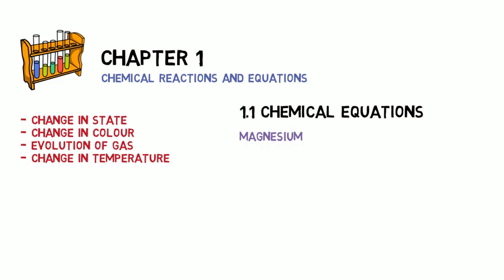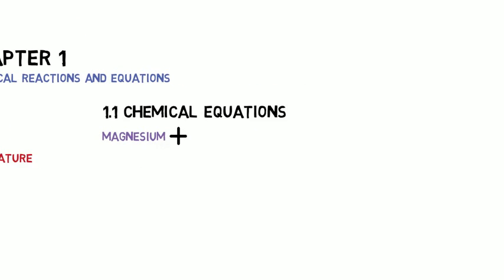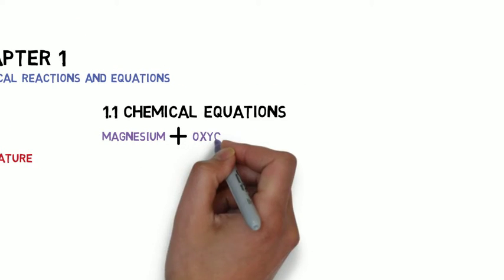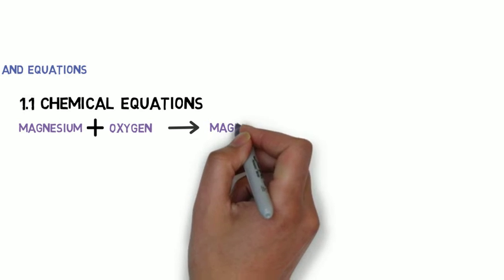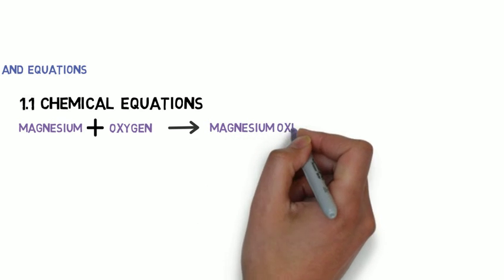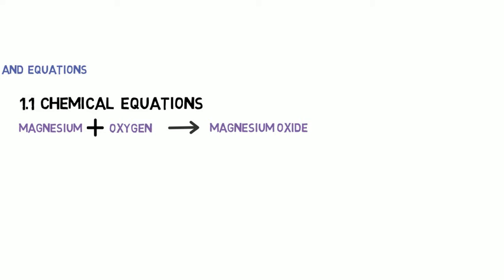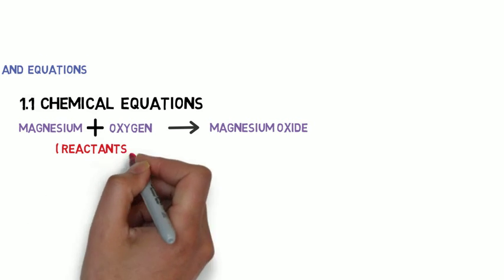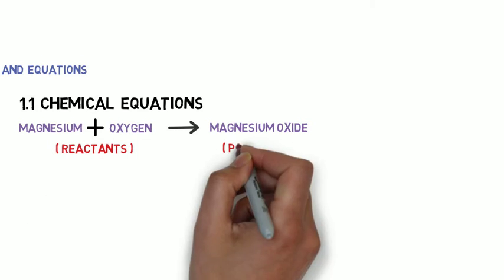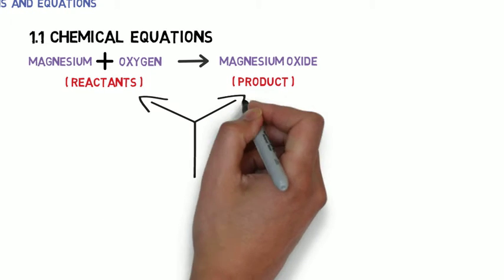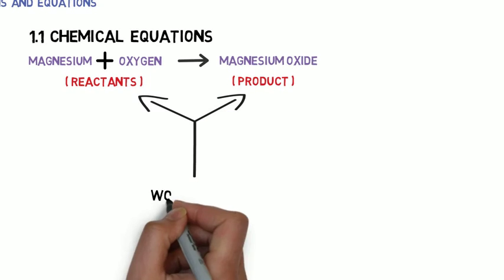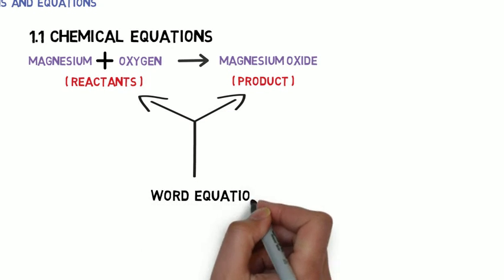Now let's see an example. Magnesium plus oxygen gives us magnesium oxide. In this case we have used only names of the elements. Thus this is known as a word equation. On the left hand side we have the reactants and on the right hand side we have the products. Reactants react to form the product, and this is a word equation.